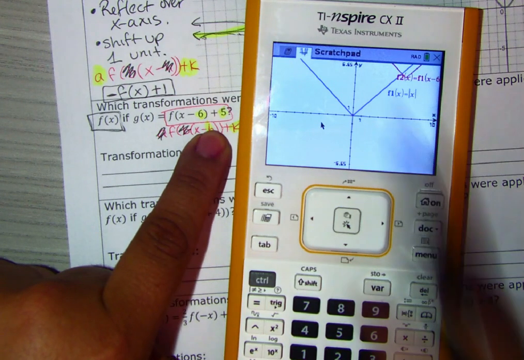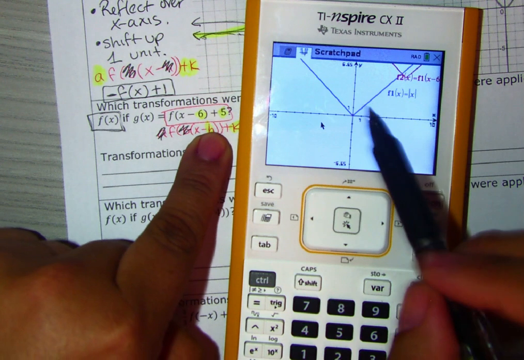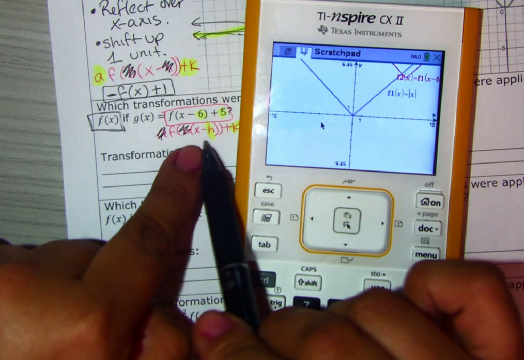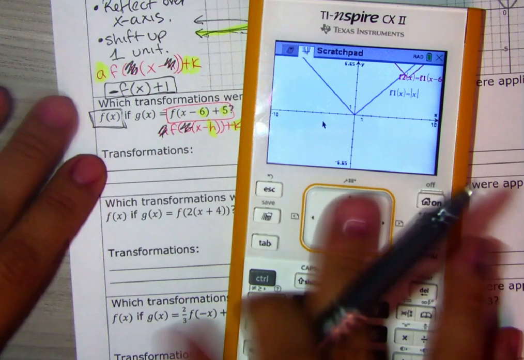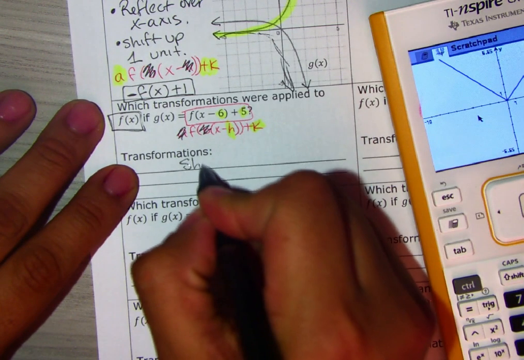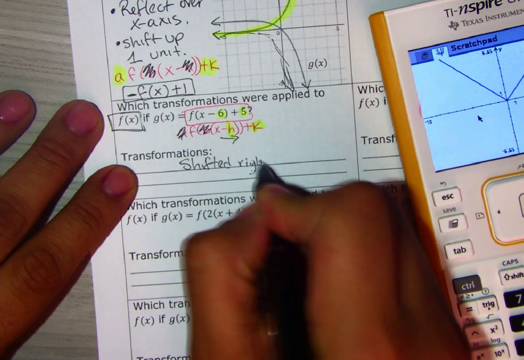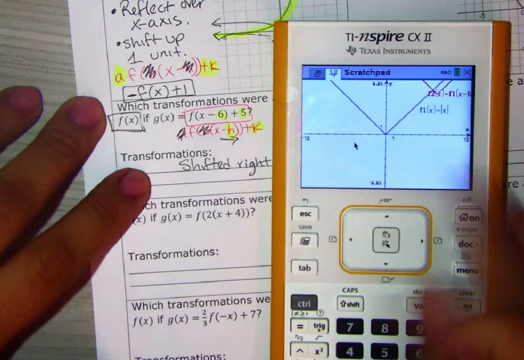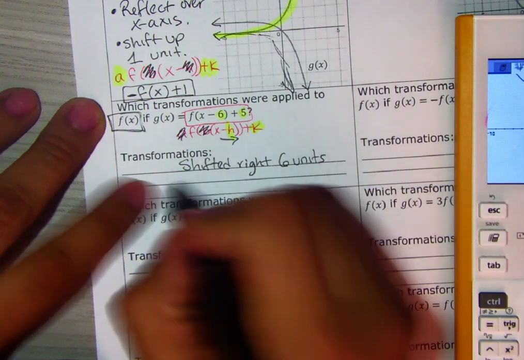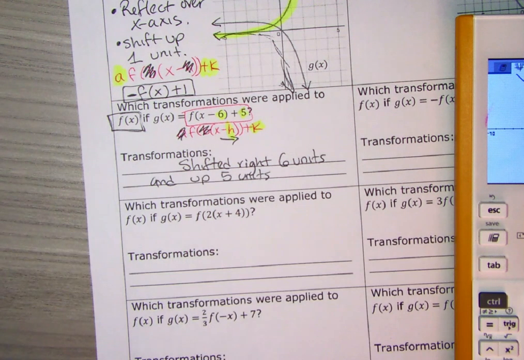Press enter, and now you can see that it graphed it over here. So specifically, the numbers that we are using, 6 and 5, we know that 6 is to the left or right. Definitely it moved to the right. So we're going to say that it shifted right 6 units. And then definitely went up. So we're going to say and up 5 units. So that's the description for this transformation.